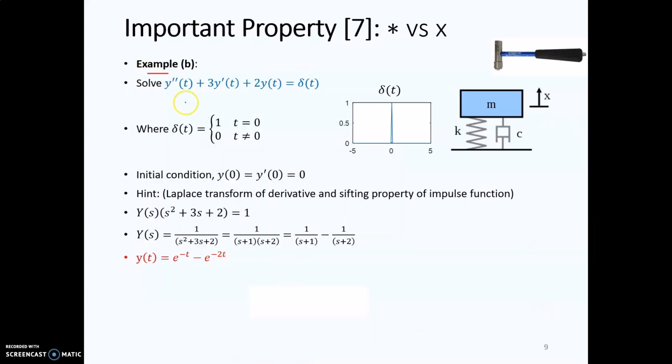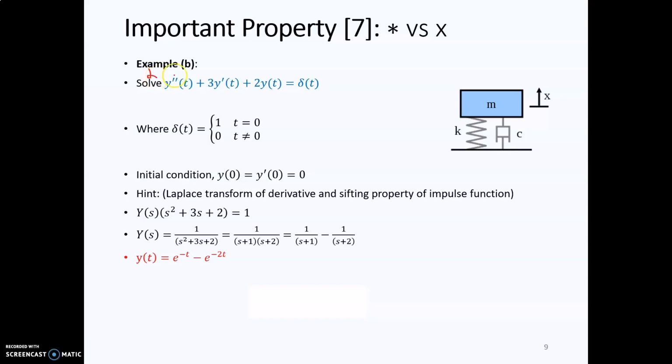In this example, we are going to solve the ODE to obtain y(t). This ODE can represent a mass-spring system, and on the right-hand side of the ODE is the external force acting on the system. In this case, your force is delta(t), which is the impulse function. At t equal to 0, the impulse function has a magnitude equal to 1. The initial conditions are given, where y(0) and y'(0) are 0.